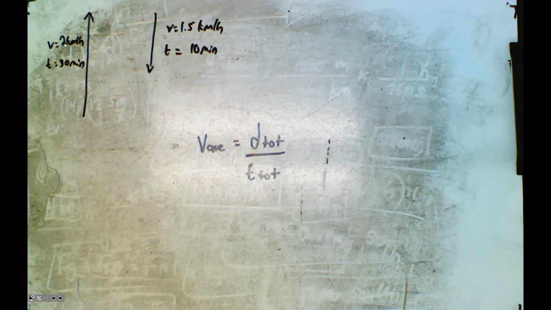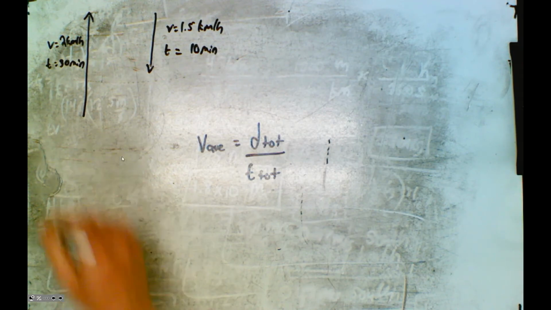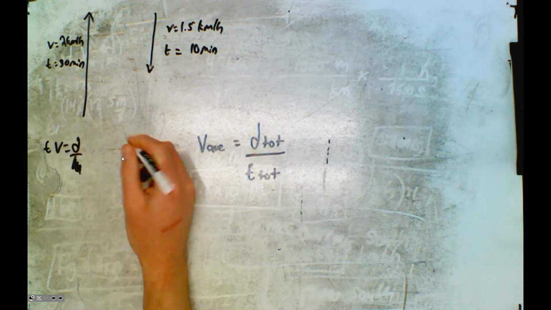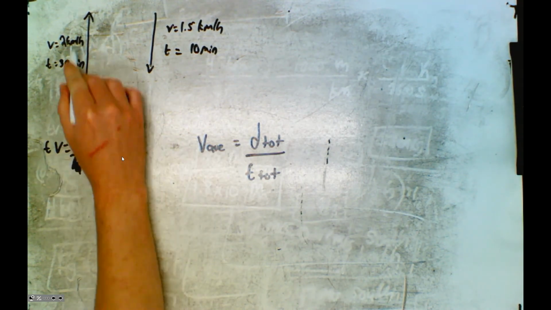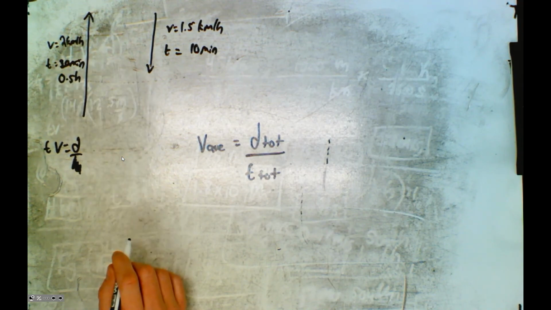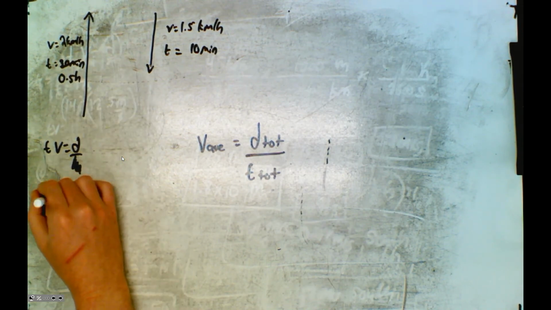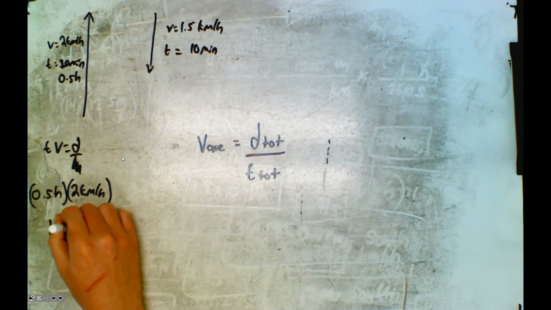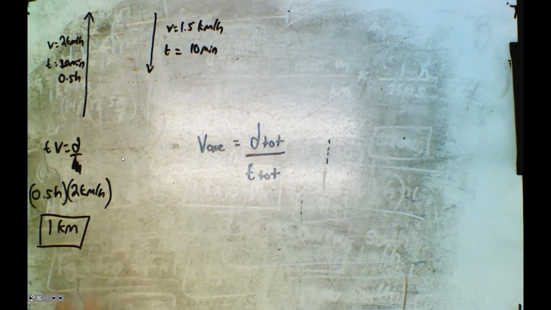Because we're given velocity and time, we can figure out how far they went in this first section. So if we use v equals d over t, rearrange that, and this is in minutes, this is in hours, but 30 minutes is half an hour. So we can plug that in. Half an hour, 2 kilometers per hour, we end up getting 1 kilometer. So they traveled 1 kilometer in this first part.